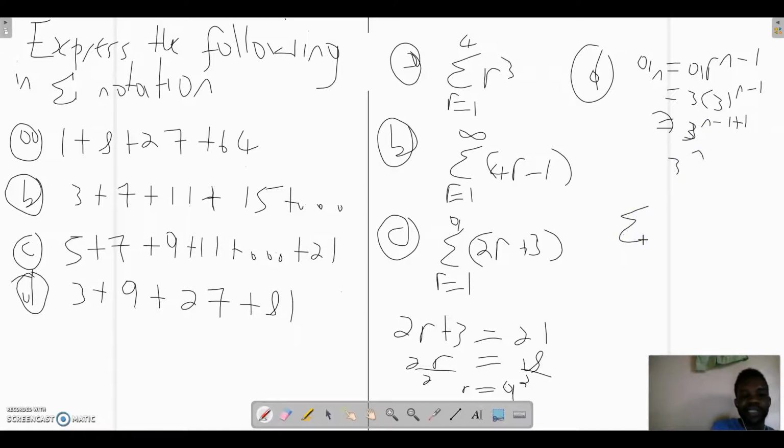So in terms of sigma notation, since we want it in terms of r, we simply replace the n by r. 3 to the r from r equal 1, and we have 4 terms. Now notice we could even write it in terms of something else. I could say the sum of 3 to the i from i equal 1 up to 4, since we had used r in the formula as a common ratio earlier, right? So this is just me rewriting it.